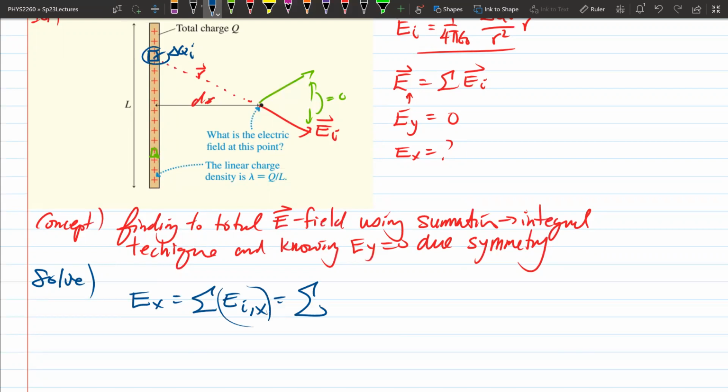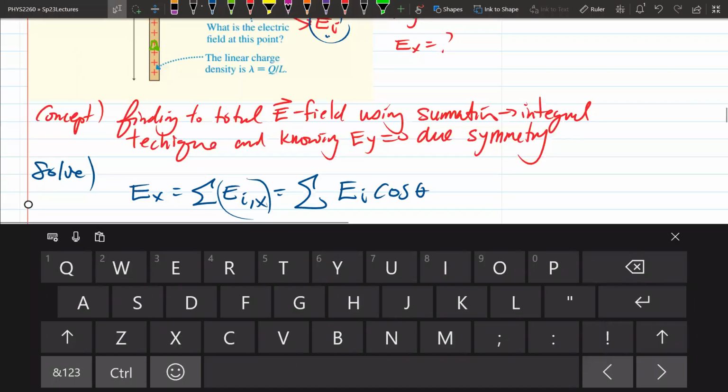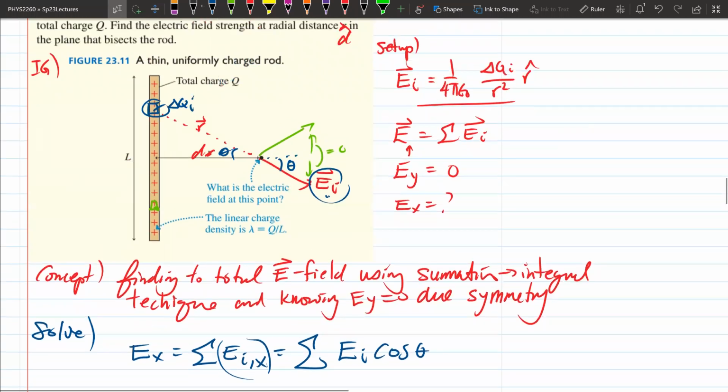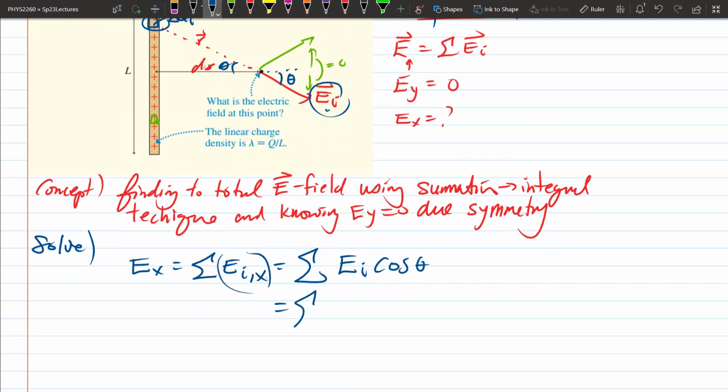Each of the individual EXs is just the X component of this, which is EI times, if I declare this angle and call it theta, cosine of theta. That gets me to EX. EI just comes from this formula here, the magnitude of the electric field. So you have a big summation again: 1 over 4 pi epsilon naught, the amount of Q divided by R squared, multiplied by cosine theta.